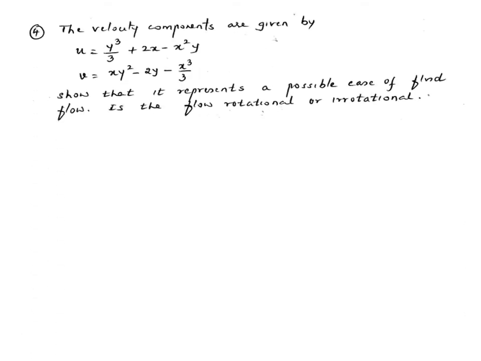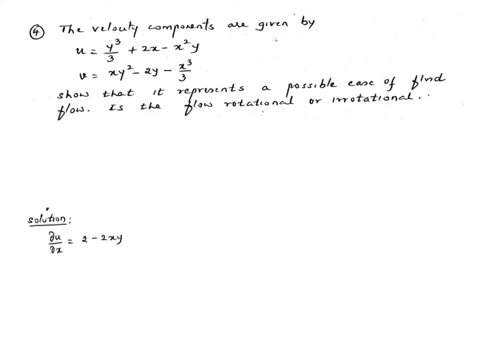Now this is also a very important problem, where we have the velocity components given by u is equal to y cube by 3 plus 2x minus x square y, and v is xy square minus 2y minus x cube by 3. We have to show that it is a possible case of fluid flow, and whether the flow is rotational or irrotational. Since it is a two-dimensional flow, dou u by dou x plus dou v by dou y should be equal to 0. To show whether the flow is rotational or irrotational: if omega z is equal to 0, then the flow is irrotational; if it is not equal to 0, then the flow is rotational.